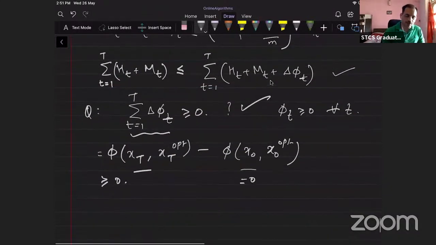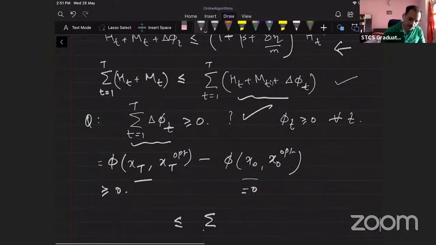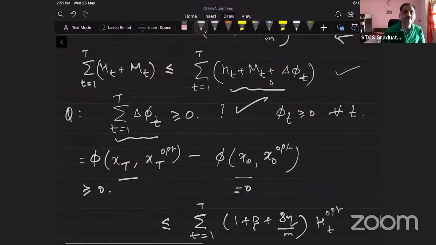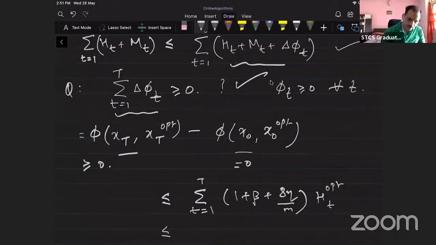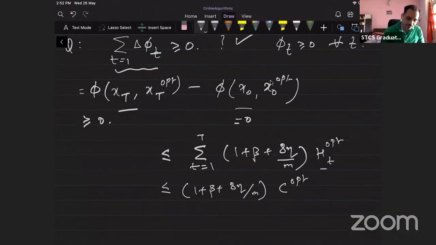Okay. So now we're going to just use the bound we have already got for ourselves from here. So this tells us that this is at most summation t going from 1 to capital T of 1 plus beta plus 8 eta over m ht opt. And this by definition is 1 plus beta plus 8 eta by m COPT. See, COPT has two parts. One is HTOPT plus MTOPT. We don't have an MTOPT contribution, so this is at most COPT. So the competitive ratio in this case, how much are we able to get? This is 1 plus beta plus 8 eta over m.